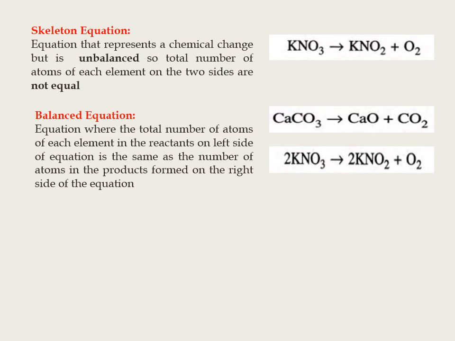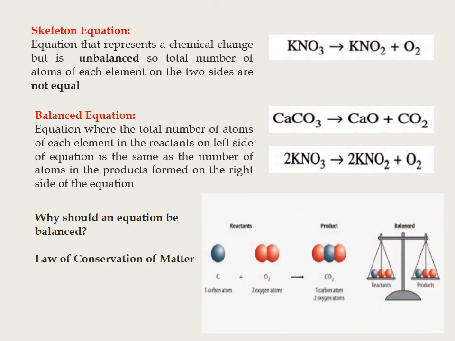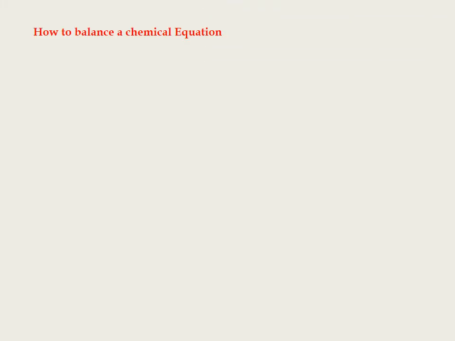Why should an equation be balanced? An equation must be balanced in order to comply with the law of conservation of matter, which states that matter is neither created nor destroyed in the course of a chemical reaction. An unbalanced equation would imply that atoms have been created or destroyed. How to balance a chemical equation? There are two methods of balancing an equation: hit and trial method, and partial equation method.